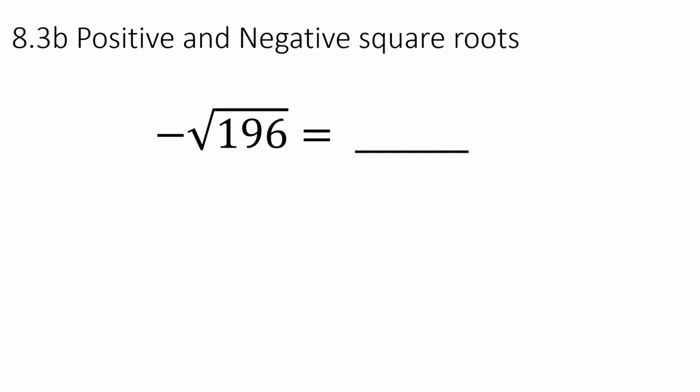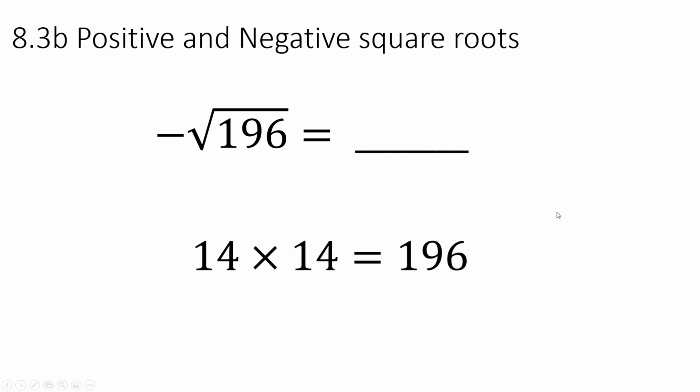Negative square root of 196. Hopefully you know that square root of 196 is 14, because 14 times 14 gives you that. And then since there's a negative in front of the radical sign, your answer is going to be negative. And that's all you need to know for this. This is also something you could use with your Desmos calculator. Ideally, this is something you'd know off the top of your head, though. Just don't forget that negative.